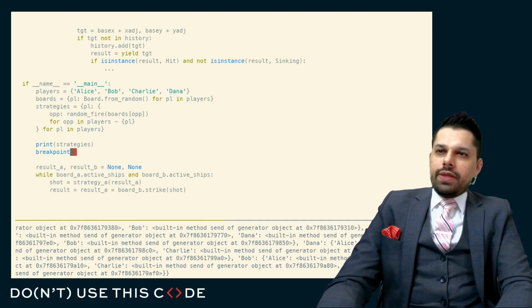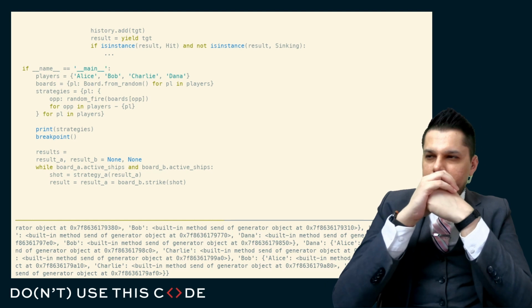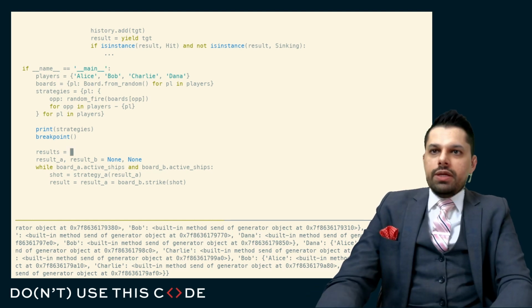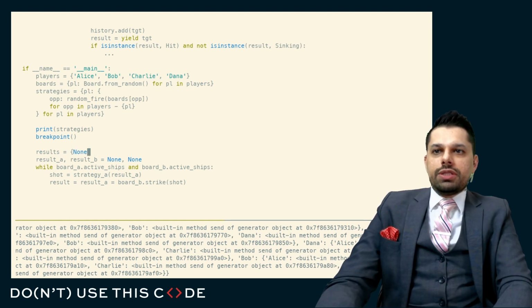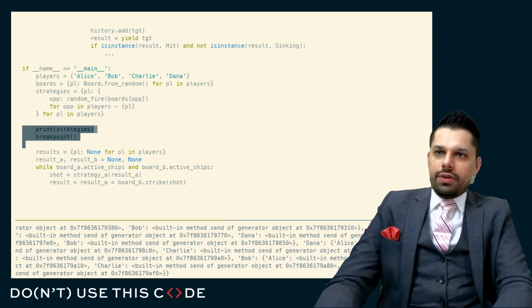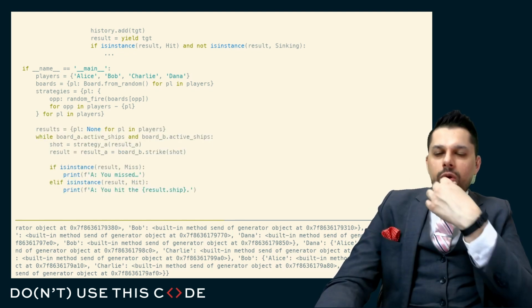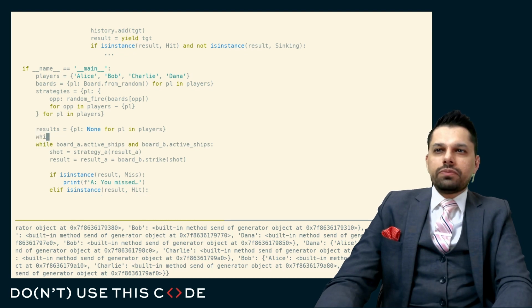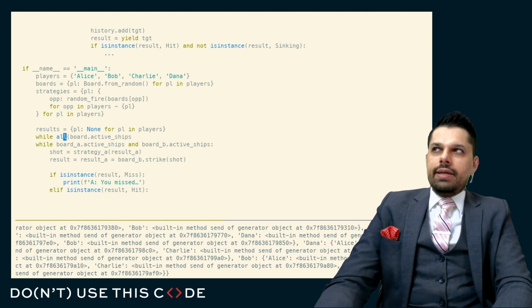That's good. Then the results would be one per player. So this is the player mapped to none for each player that you have. So we don't need that. And then what we do is we'd say while all board has active ships, and here, yep, for board in boards.values. That's how far we run for.